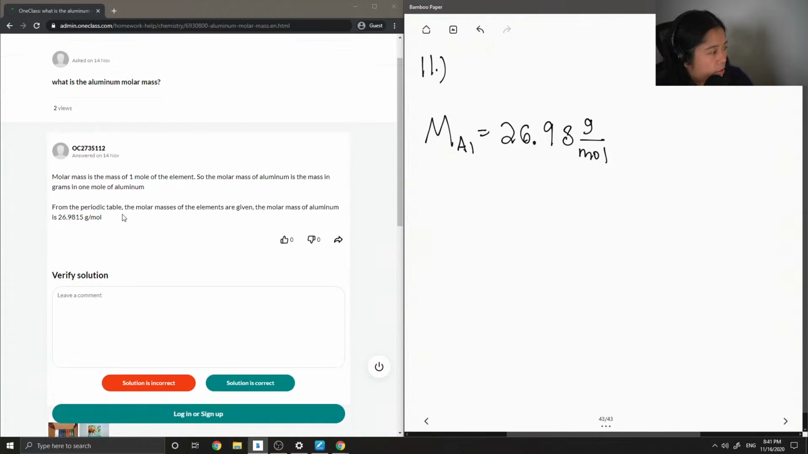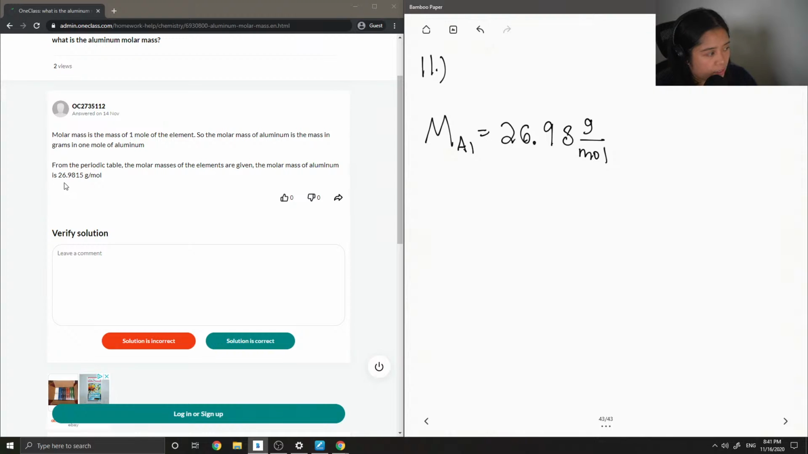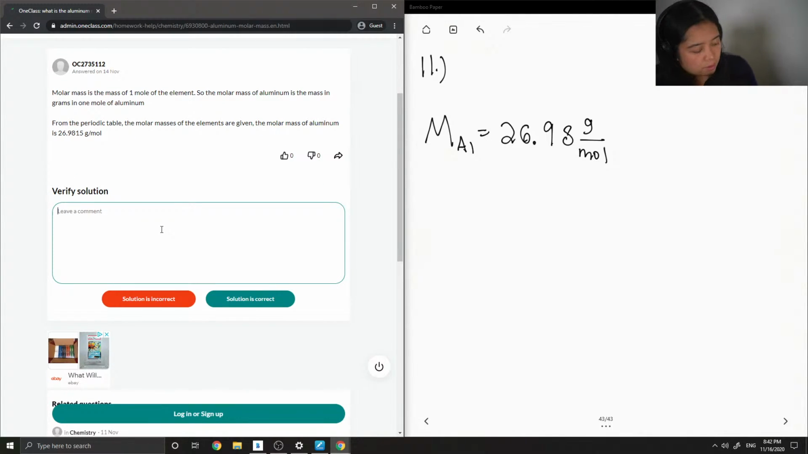Okay, so the junior tutor said molar mass is the mass of 1 mole of the element. So the molar mass of aluminum is the mass in grams in 1 mole of aluminum. From the periodic table, the molar masses of the elements are given. The molar mass of aluminum is 26.9815 grams per mole. Okay, so this solution is correct.